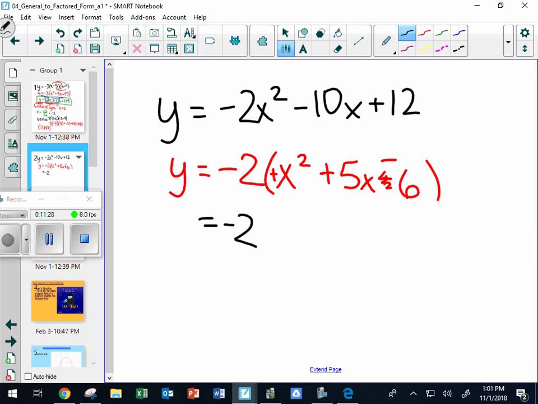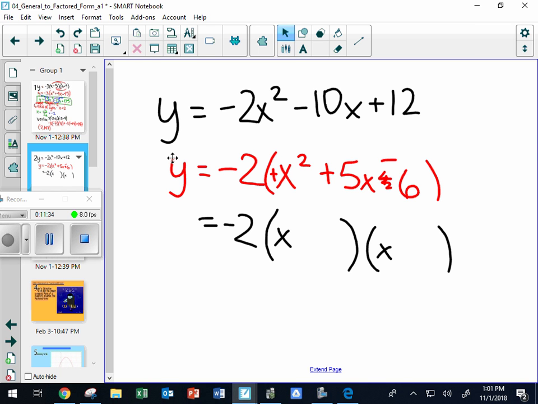From here, the reason why I think that this one is hard, what are the factors of 6 that we could use? There's 2 and 3, or there's 1 and 6, right?